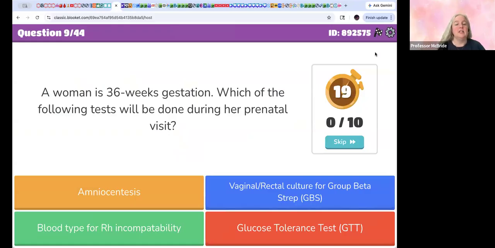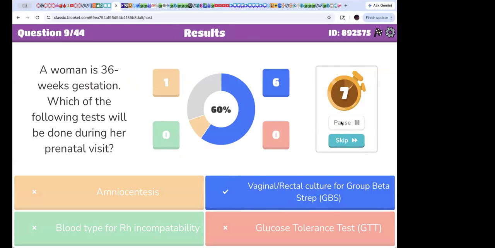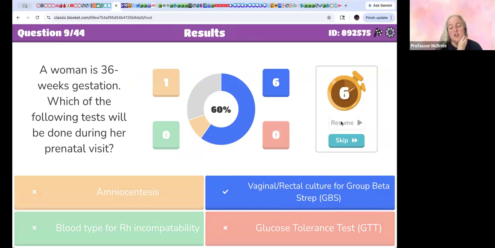A woman's at 36-week gestation, which of the following tests will be done during her prenatal visit? Okay, good. This is when we're going to check group B strep. All right, the group B strep, what is this test that we're doing and why is it important?